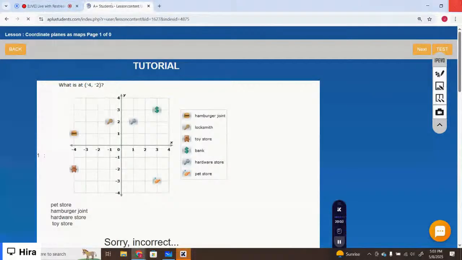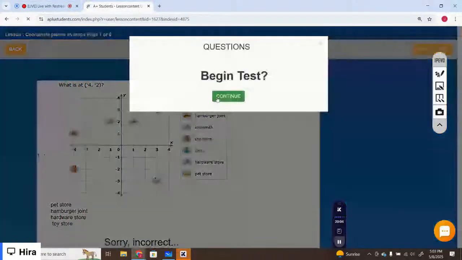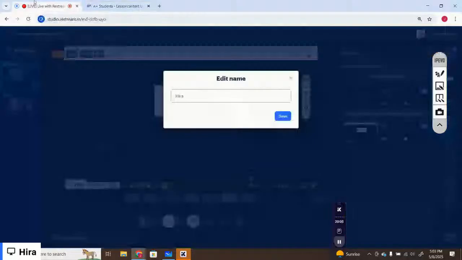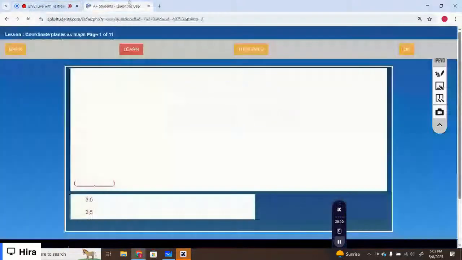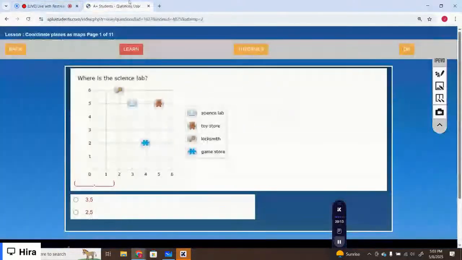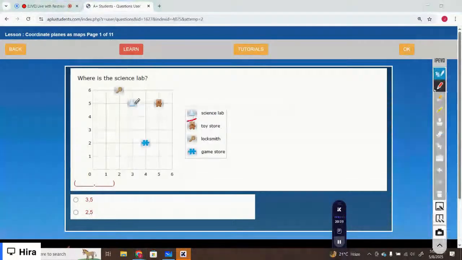Let's just start with the test questions. Where is the science lab? You find the coordinate of the science lab. So you can see here the sign of the science lab is this. So this is the science lab. Just match up the x coordinate and y coordinate. So that is 3, 5. Option number 1 is the correct option.